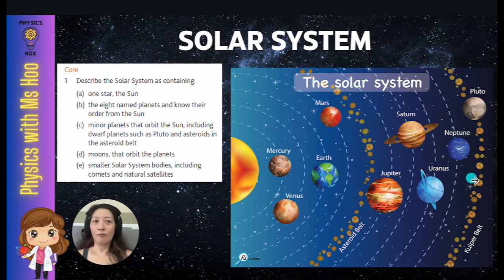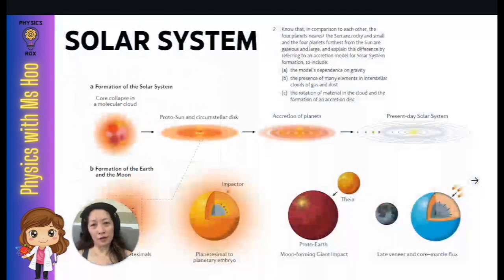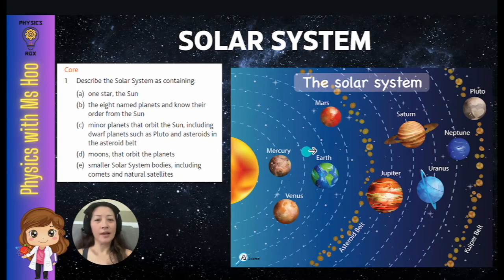Having said that, though, what else do you need to know? Well, you need to know that in comparison to each other, the 4 planets nearest the Sun are rocky and small, while the 4 furthest are gaseous and large. Let's just backtrack a little bit. The 4 planets closest to the Sun, Mercury, Venus, Earth, and Mars, are all rocky and small. And this should be very logical because of their proximity to the Sun.